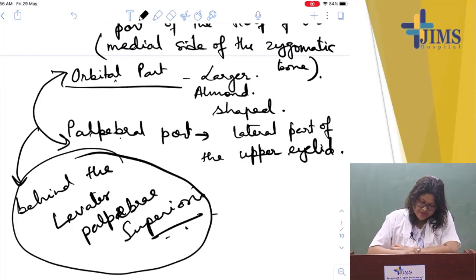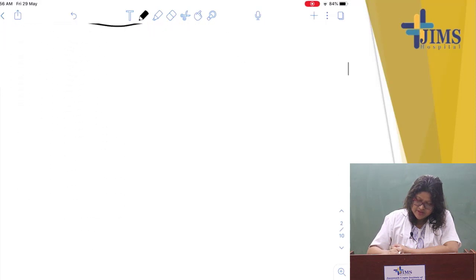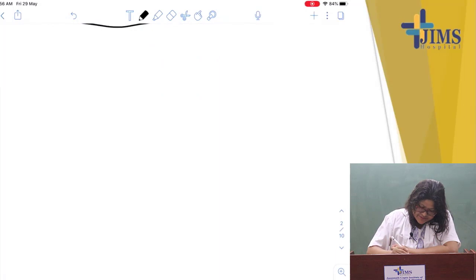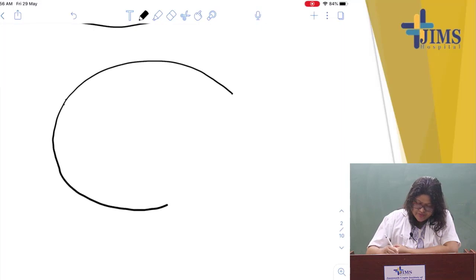Now, if we try to draw it, the entire lacrimal apparatus will kind of look like this, and this you have to draw.